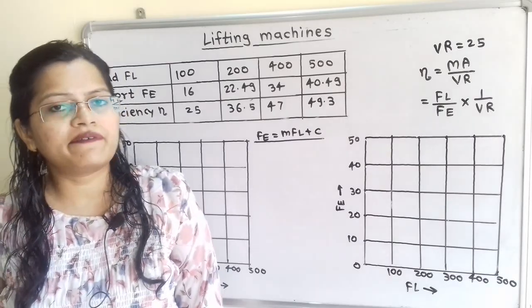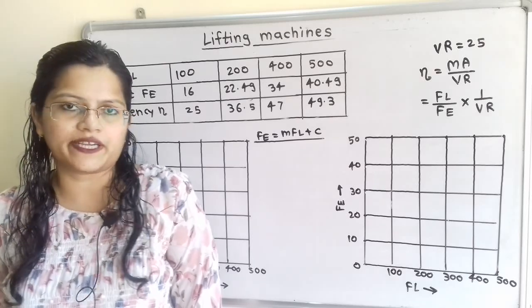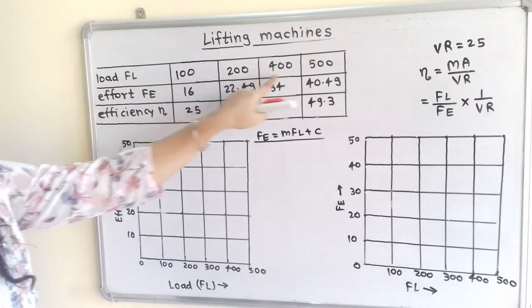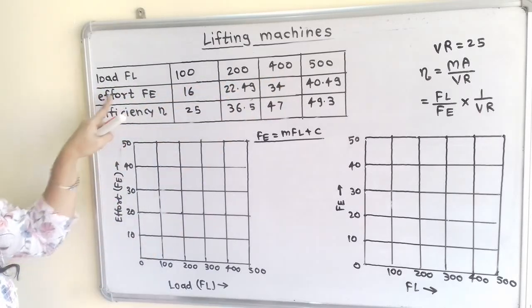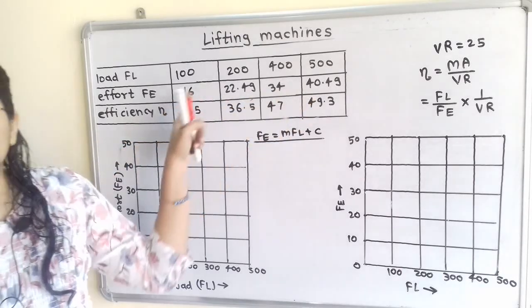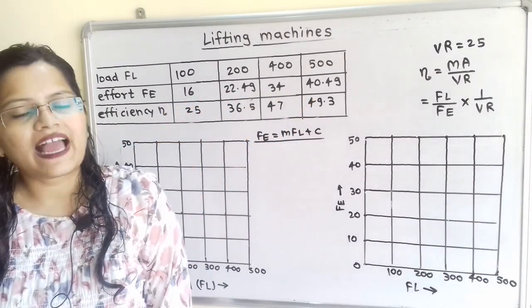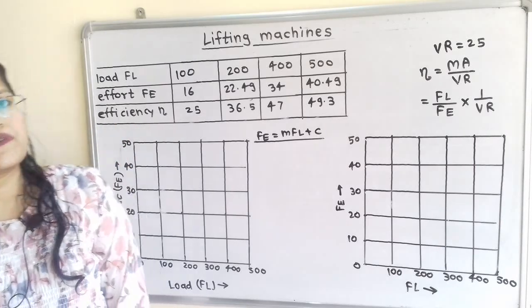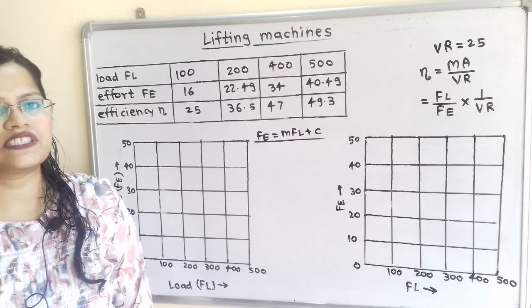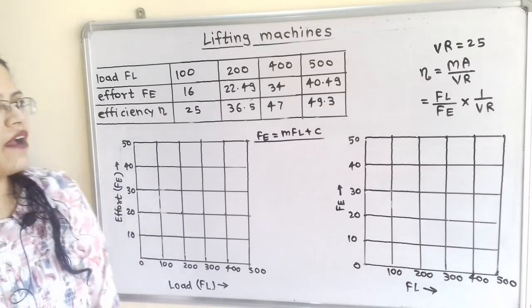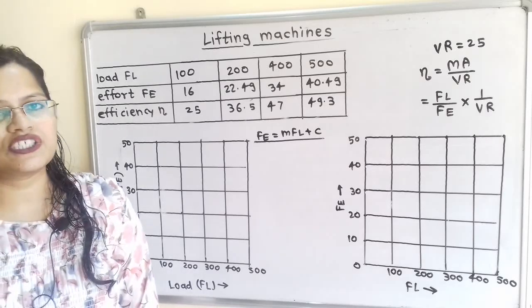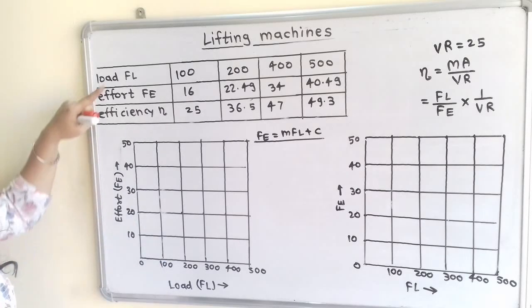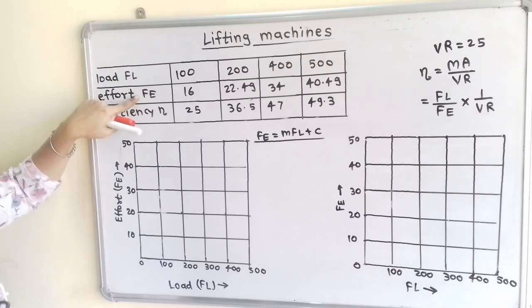Different values of effort and load are mentioned in the table, and this is the given table. For load FL, values are given in Newton, and for effort FE, values are mentioned in Newton. Now we will calculate the efficiency. So what is the formula for efficiency? Efficiency is mechanical advantage divided by velocity ratio, and the velocity ratio mentioned in the question is equal to 25, where mechanical advantage is the ratio of FL by FE.